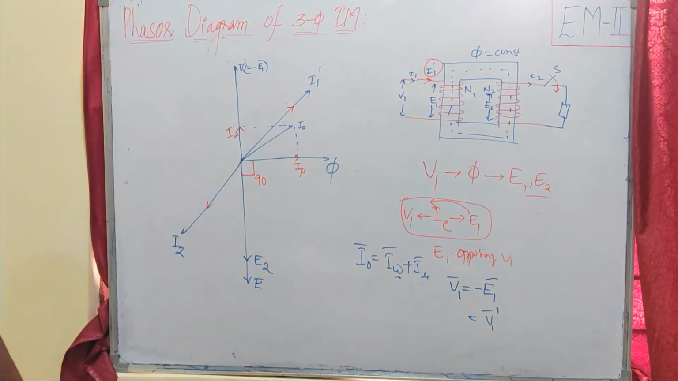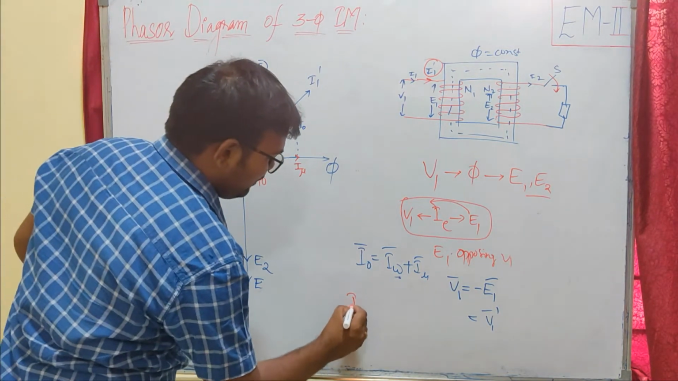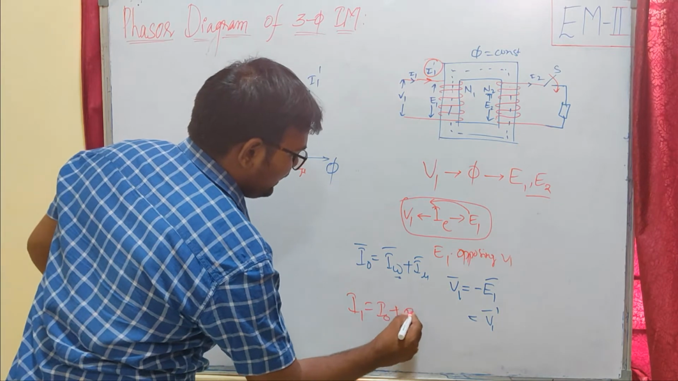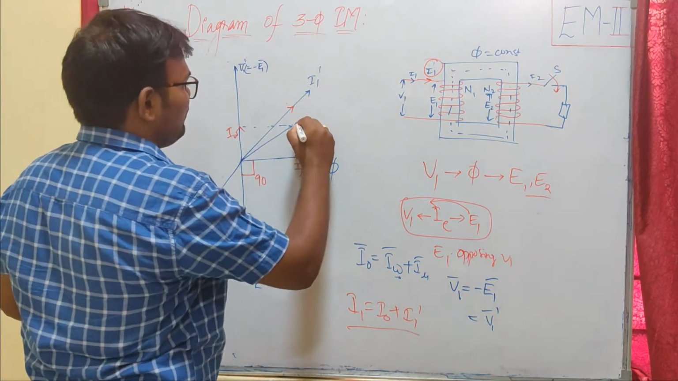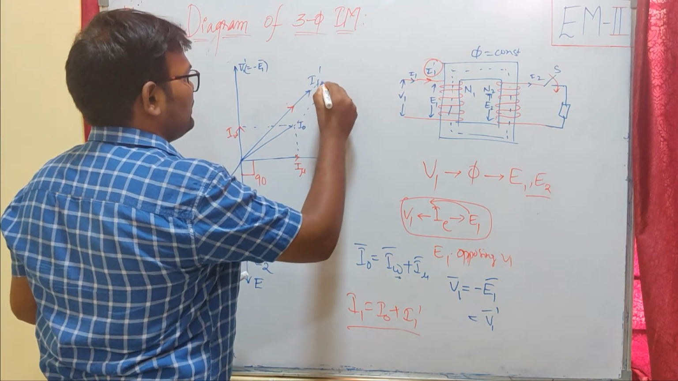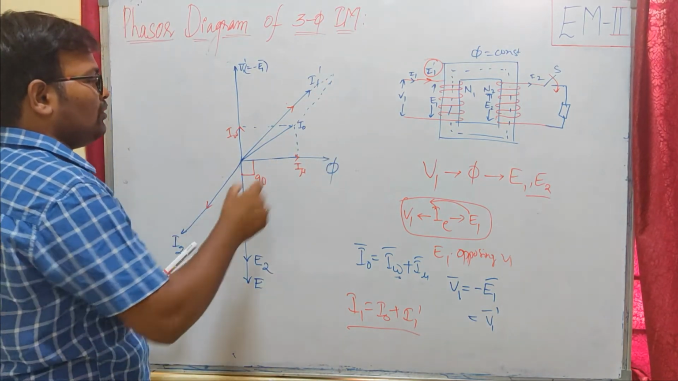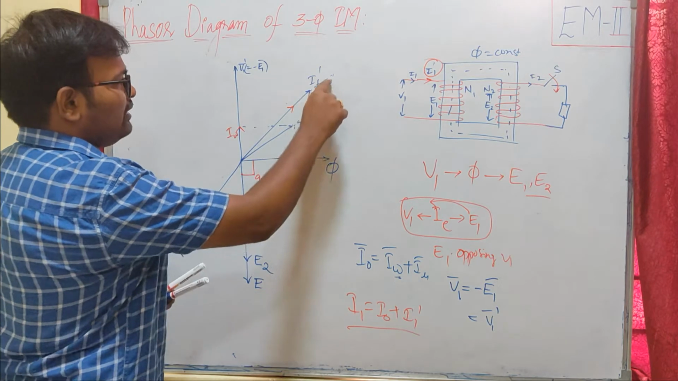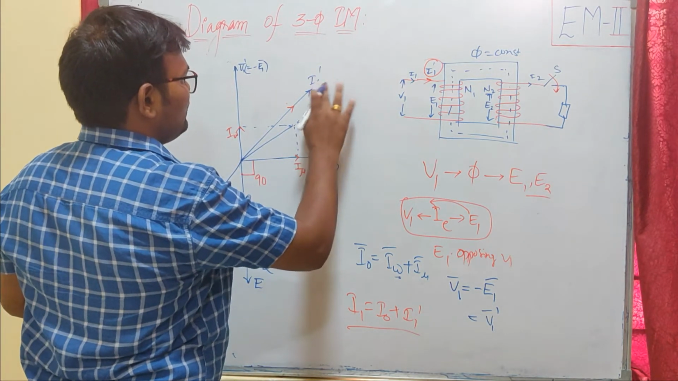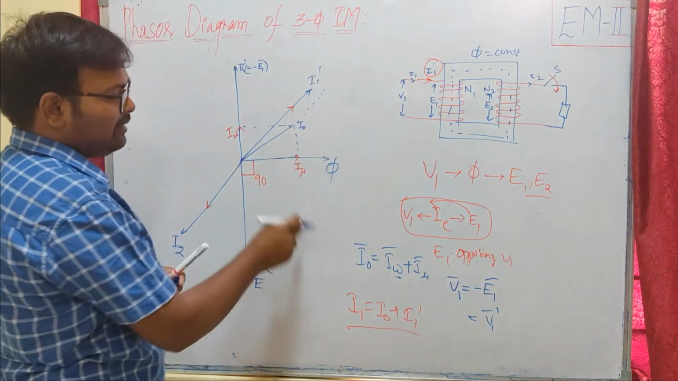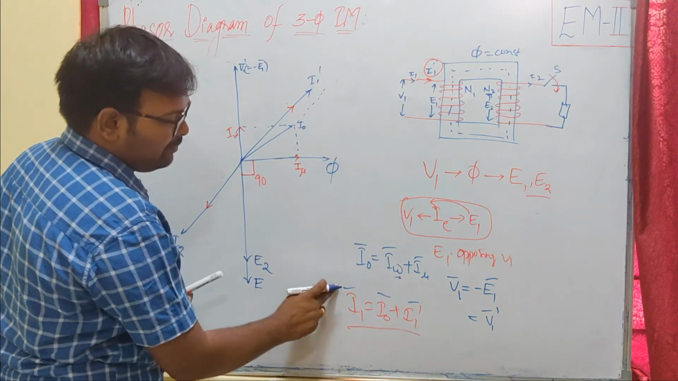Now the primary current will be the sum of the no load current plus the load component of the primary current. That means the phasor sum of these two will be like this. You have to draw this line parallel to this line, and this line parallel to this line. Somehow I have managed to draw them in parallel. It's I1' and I naught, the phasor sum I1 bar.